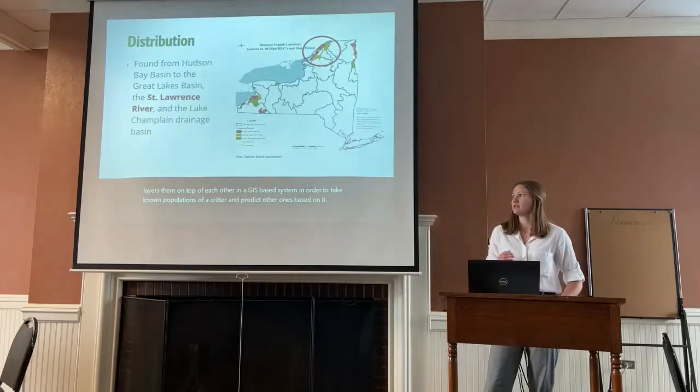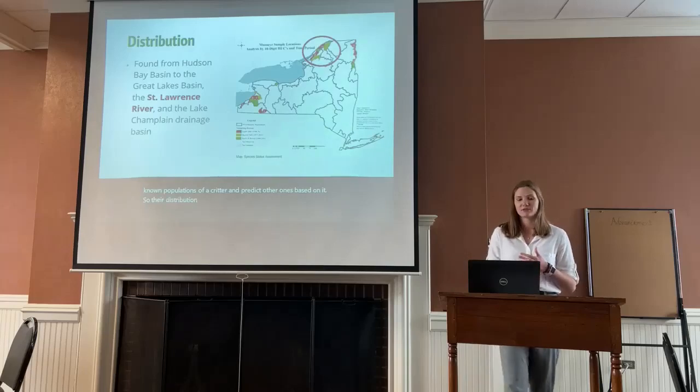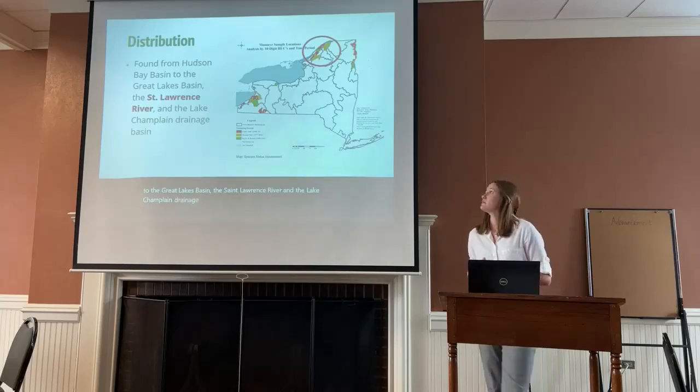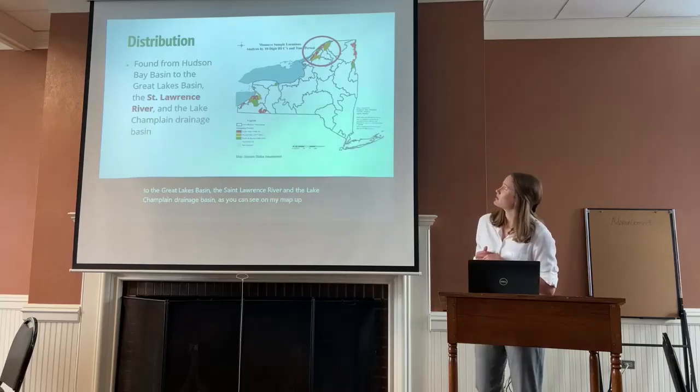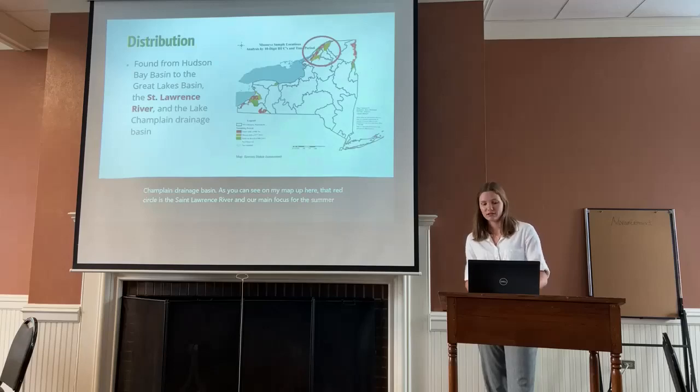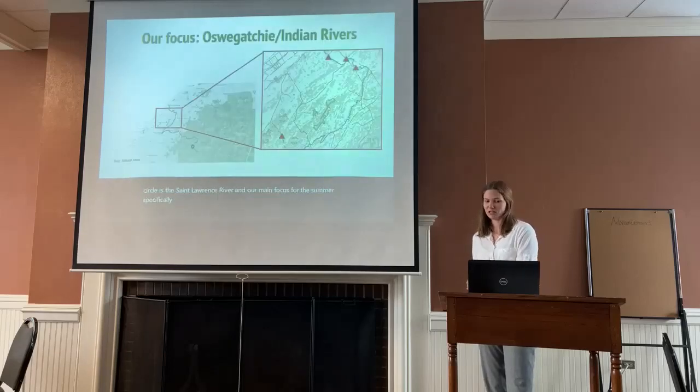So their distribution, as currently known, is from the Hudson Bay Basin to the Great Lakes Basin, the St. Lawrence River, and the Lake Champlain drainage basin. As you can see on my map up here, that red circle is the St. Lawrence River and our main focus for the summer, specifically the Oswegatchie and Indian rivers.